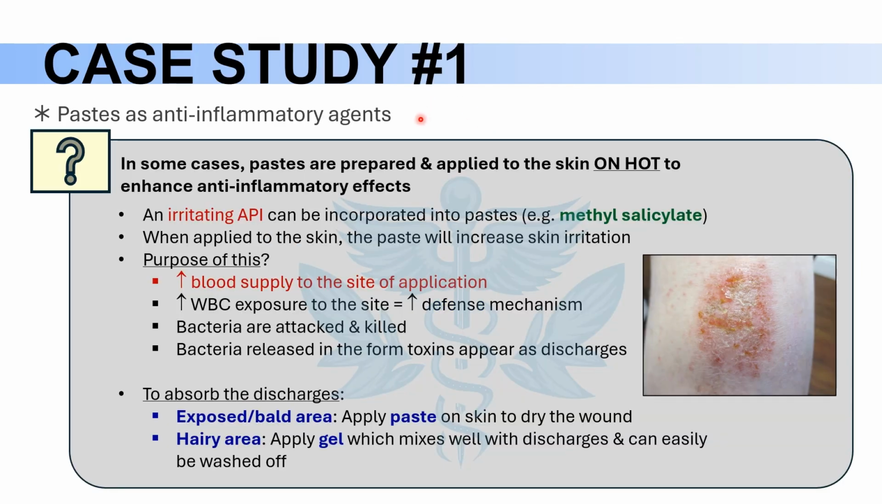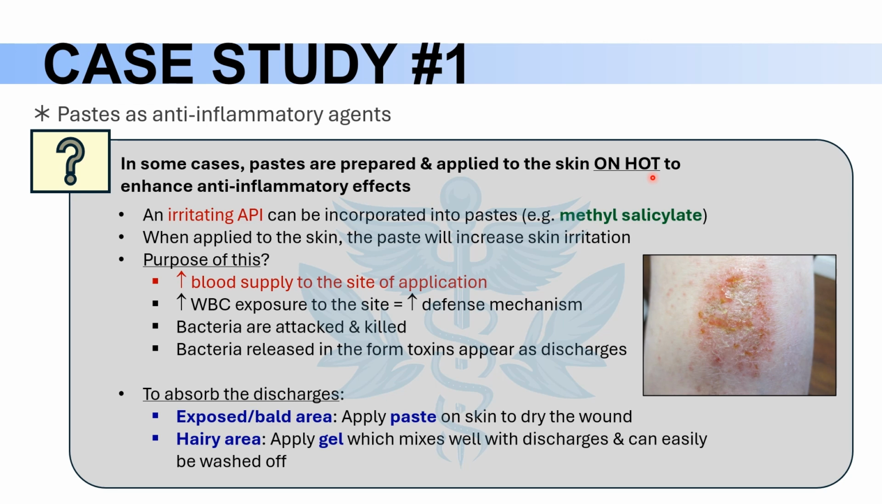In some cases, we can use pastes as anti-inflammatory agents. How? We can incorporate an active constituent which is irritating, like methyl salicylate or capsicum, into the paste, so that when applied to the skin, the paste increases skin irritation. At this point, you would be asking, why would we want to irritate the skin? And why do we need to apply the paste to the skin while it's hot?